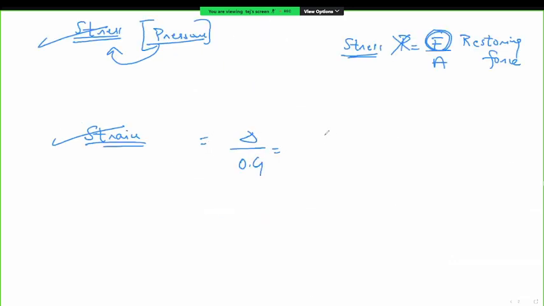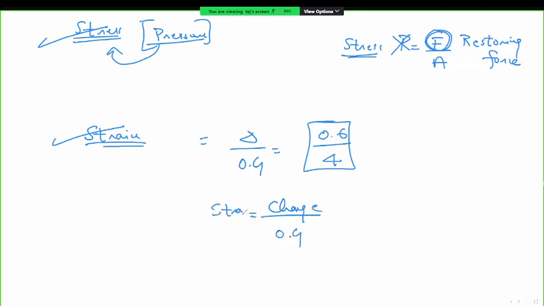Getting it? The change was how much? 0.6. What was the original? 4. So this ratio of change in dimension to the original dimension, this ratio is called strain. That's all. So what is the main use of this? It helps me discover what the measure of deformation was.